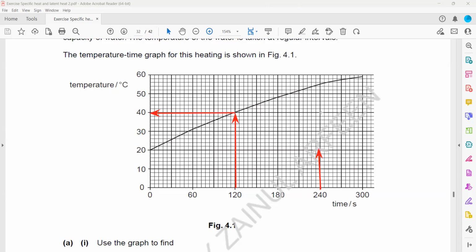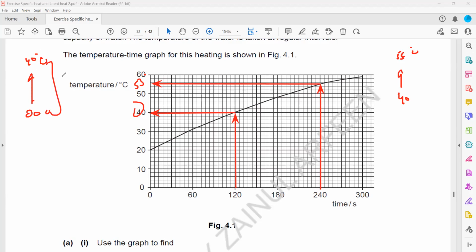And whenever you're solving a question from the graph, you should draw these lines to show clearly on the graph how you worked out the answer. So this one is 55, 40. So the next temperature change is from 40 to 55. But the initial temperature change in the first 120 seconds was 20 to 40.